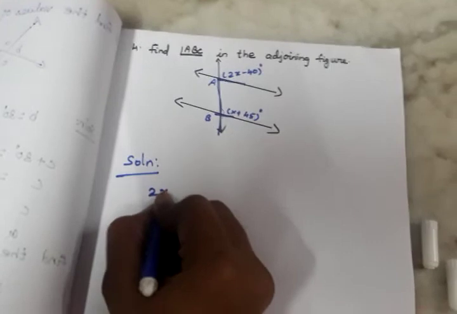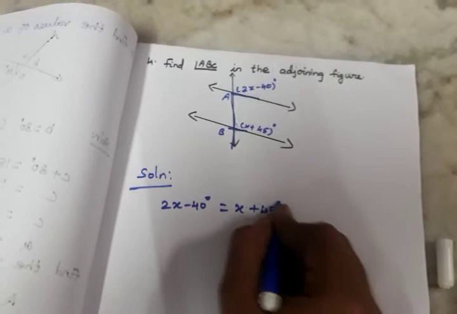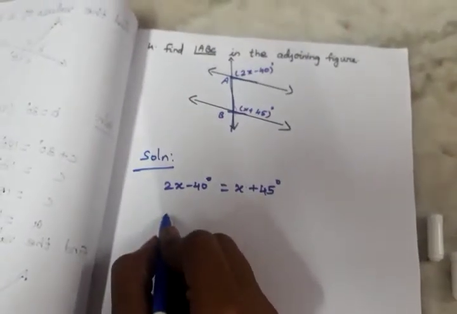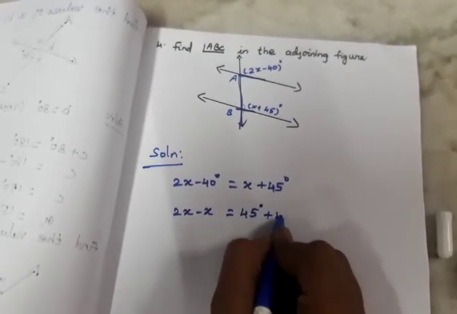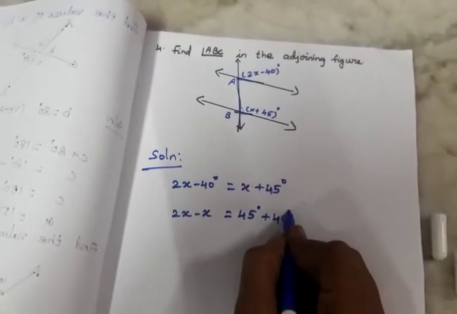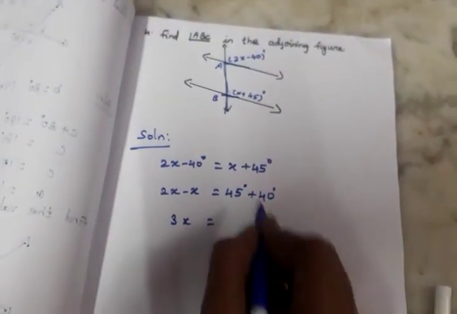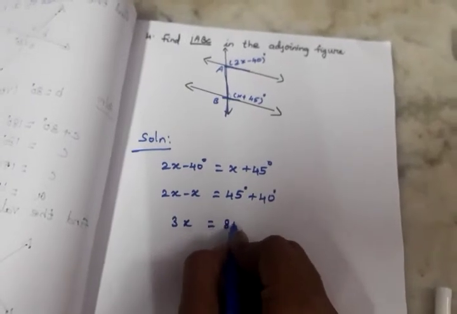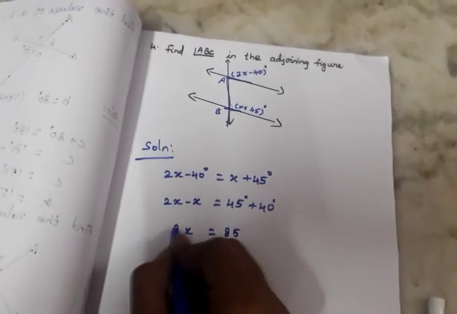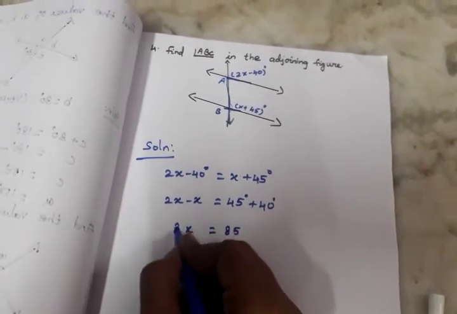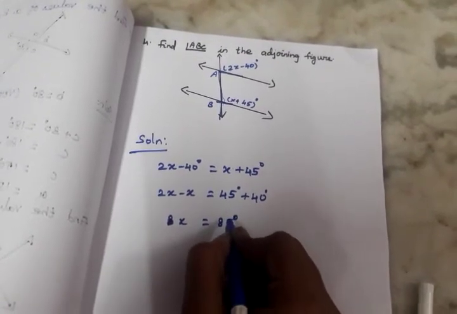So 2x minus 40 degrees equal to x plus 45 degrees. So 2x minus x equal to 45 degrees plus 40 degrees, as minus 40 degrees transposes to plus 40 degrees. So 2x minus x, 3x equal to 85 degrees. Sorry, 2x minus x is 1x. So x equal to 85 degrees.